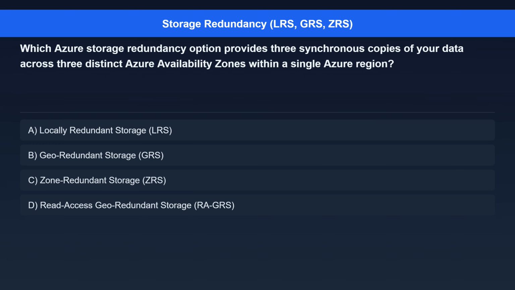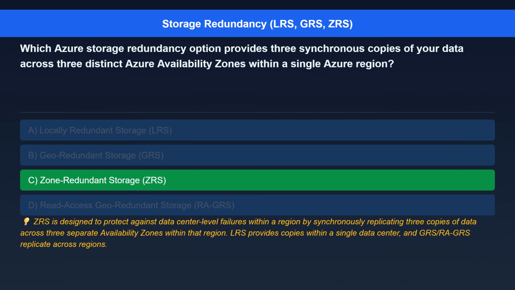Question 1. Which Azure storage redundancy option provides 3 synchronous copies of your data across 3 distinct Azure availability zones within a single Azure region? Option A. Locally redundant storage, LRS. Option B. Geo-redundant storage, GRS. Option C. Zone redundant storage, ZRS. Option D. Read Access Geo-redundant storage, RAGRS.